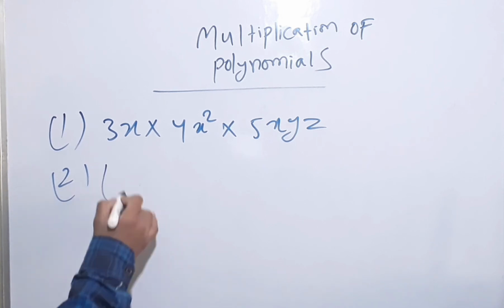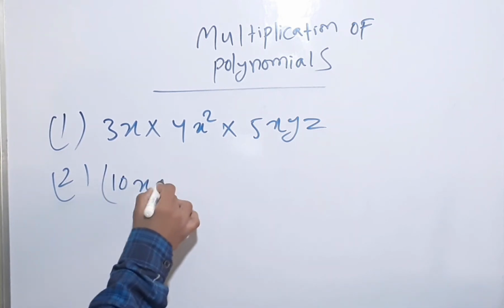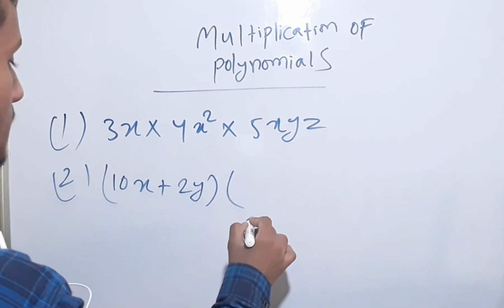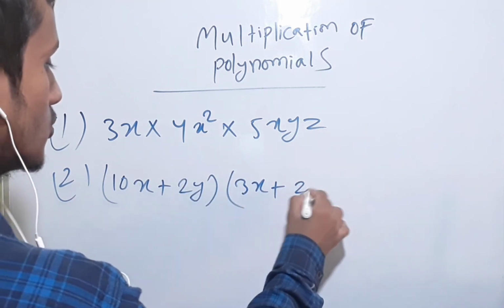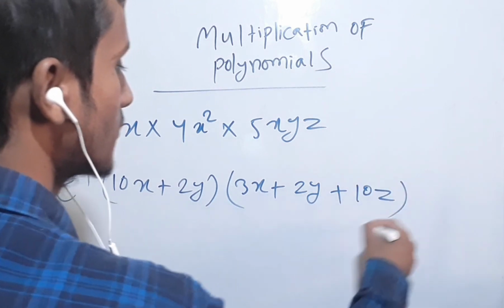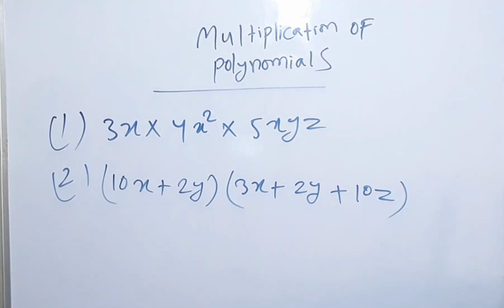Okay, another example, another problem for you: 10x plus 2y times 3x plus 2y plus 10z. Okay, so again it's a little different. Okay, so solve these 2 problems on your own, try it on your own.